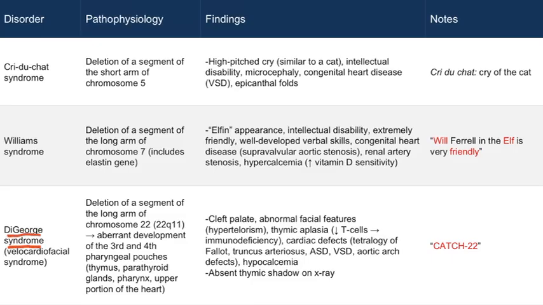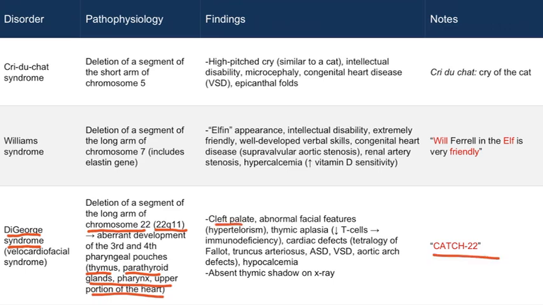DiGeorge syndrome has many different names, including 22q11 deletion syndrome and velocardiofacial syndrome, but it's most commonly called DiGeorge syndrome. This is a microdeletion disorder caused by a deletion of a segment of the long arm of chromosome 22. More specifically, it's a deletion of 22q11. This results in aberrant development of the 3rd and 4th pharyngeal pouches. These are responsible for the development of many structures, including the thymus, the parathyroid gland, pharynx, and the upper portion of the heart. The symptoms can be remembered with the mnemonic Catch-22.